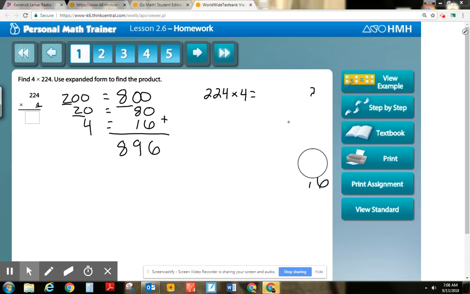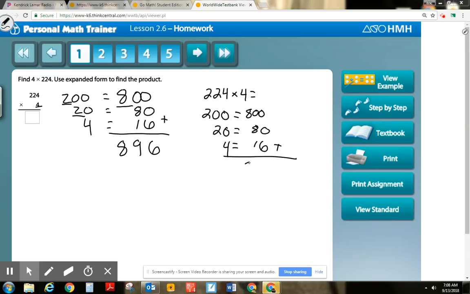Another way to show your work on this type of problem is to break it up like this: 200, 20, and then 4. Then I can do 200, I'm sorry, 4 times 200 is 800. 4 times 20 is 80. And then 4 times 4 is 16. For 896. So I like this method a little bit more, but I really like this way the most.